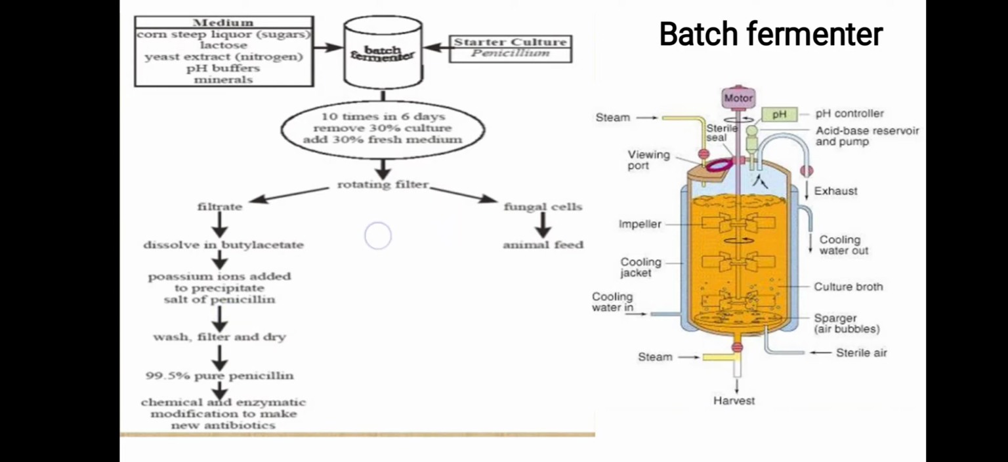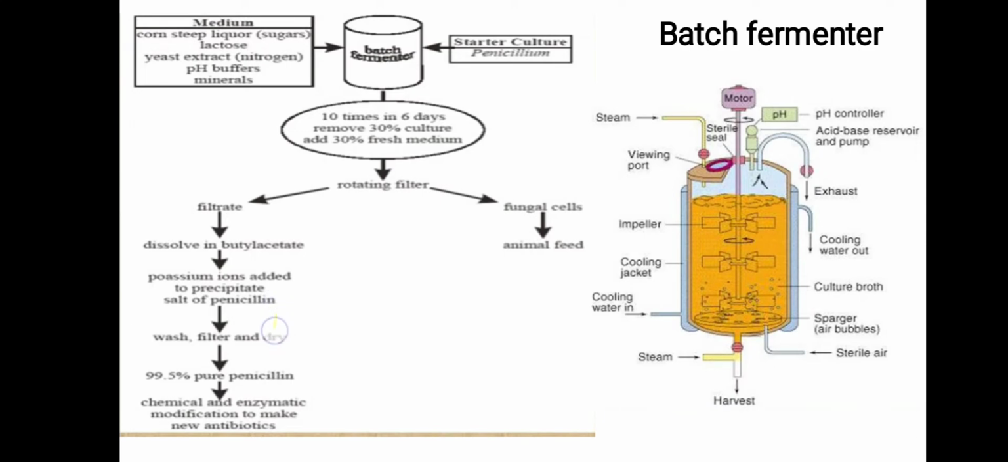So this is then filtered. The broth which is obtained is filtered, and the fungal cells are removed and can be used as animal feed, whereas the filtrate contains the penicillin. Now this penicillin is present in the broth, so it has to be separated from the media, and this is done by dissolving it into butyl acetate.